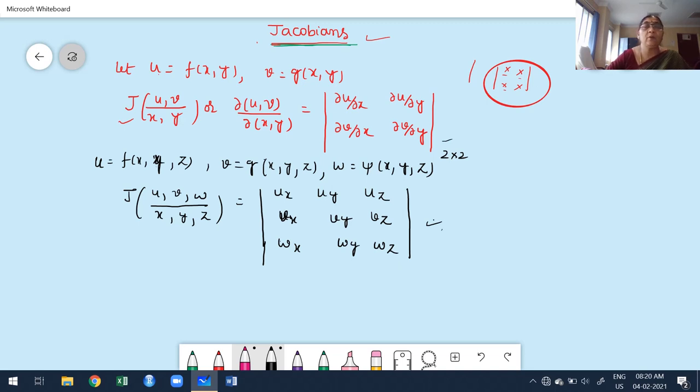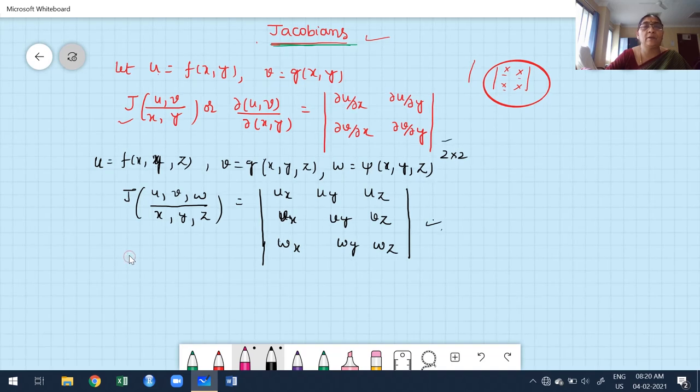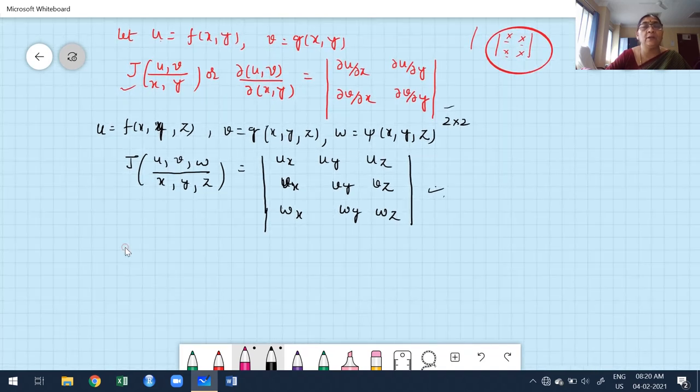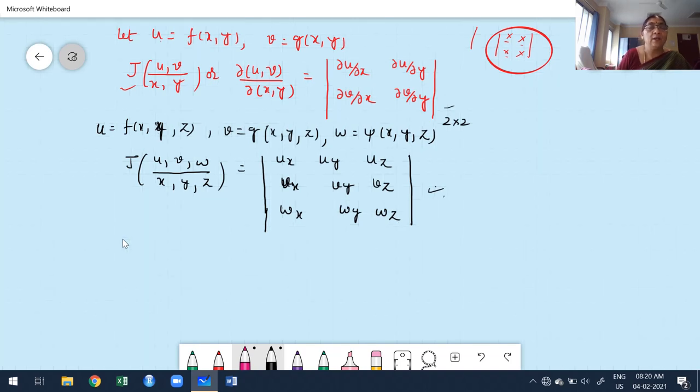Next, before moving to problems based on Jacobians, first I have to tell you the two properties of Jacobians. Now I'm going to write the properties of Jacobians.